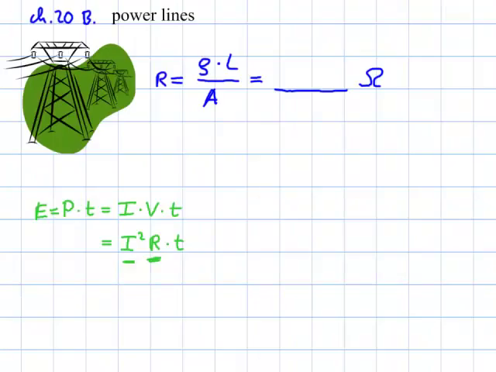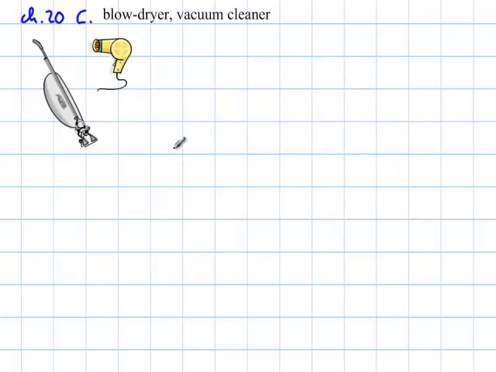The next problem says a blow dryer and a vacuum cleaner each operate with voltage of 120 volts. The current rating of the blow dryer is 11 amps and that of the vacuum cleaner is 4.0 amps. Determine the power consumed A by the blow dryer and B the vacuum cleaner. C, determine the ratio of the energy used by the blow dryer in 15 minutes to the energy used by a vacuum cleaner in 1/2 hour.